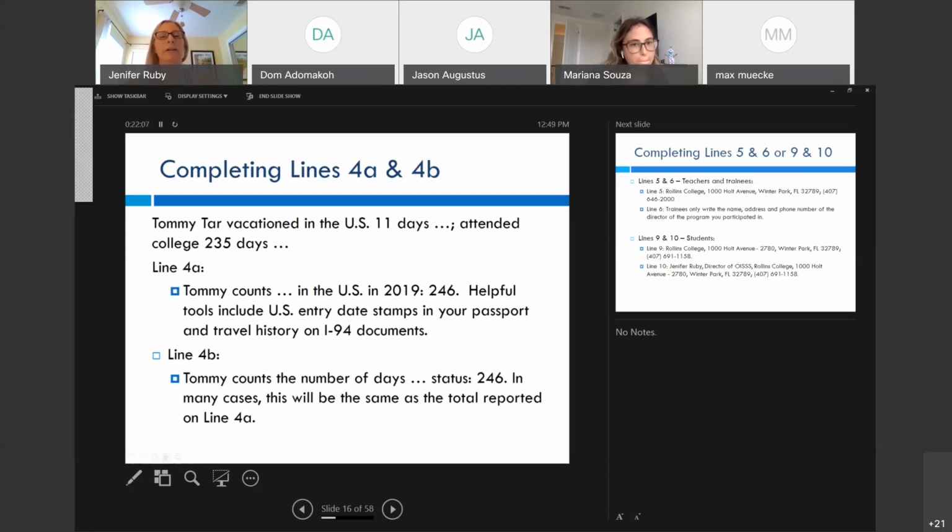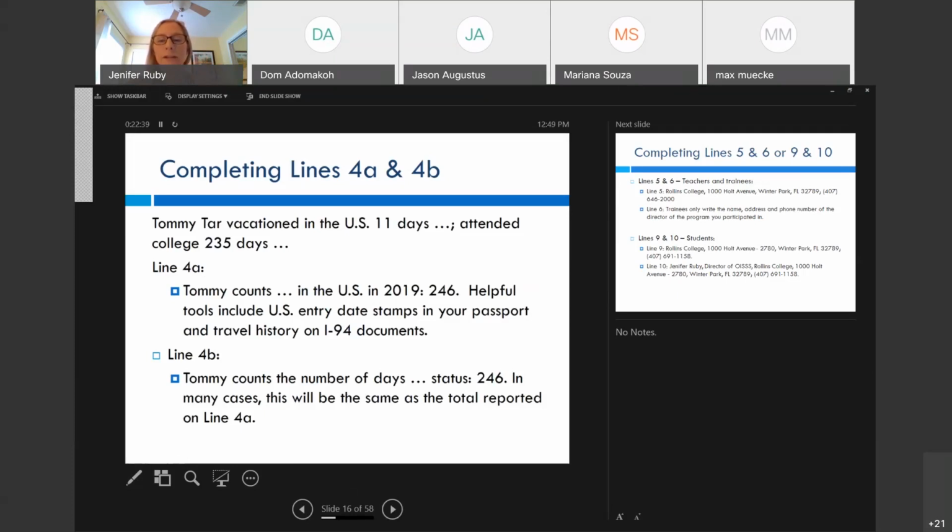So when we were talking about the dates of presence in the US, here's the sample that was provided. So they just at that point were asking for days present in the US. So the example for Tommy the Tar, or Tommy Tar, vacationed in the US for 11 days and attended college for 235 days. So his total was 246. And that's what he's counting for 2019.